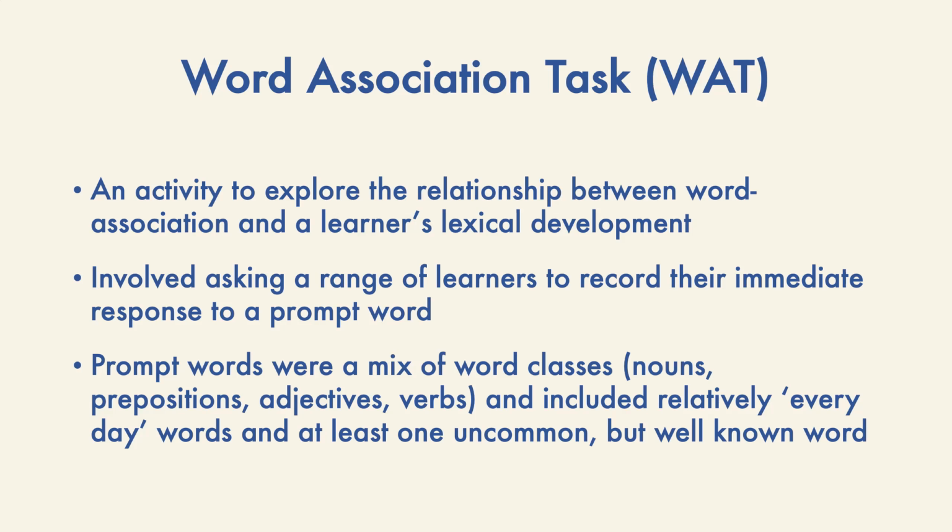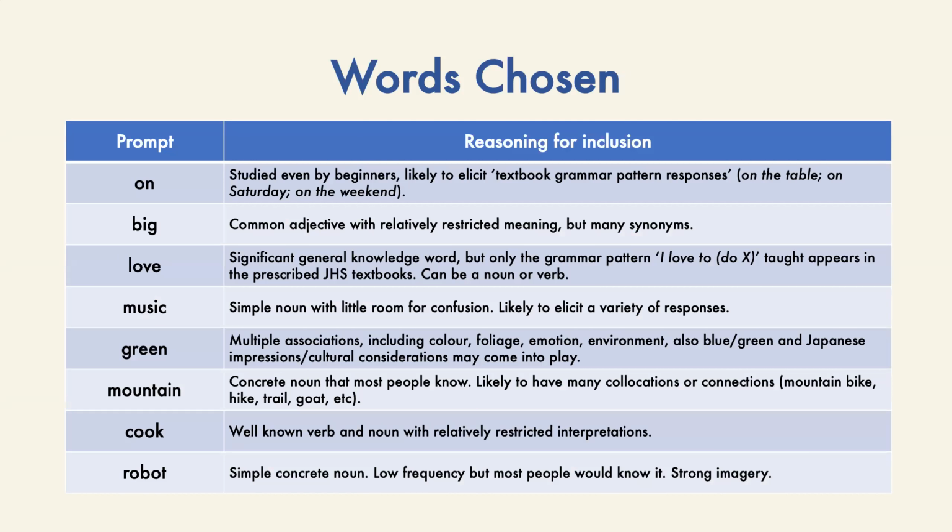So there were nouns, prepositions, adjectives, verbs, and at least one uncommon word that would be well known to people. So even though it was a well-known word, it's not a word you would use very often. So to that end, I chose the following words for a word association task. Hopefully you can see that.